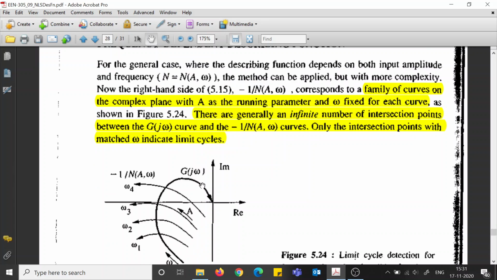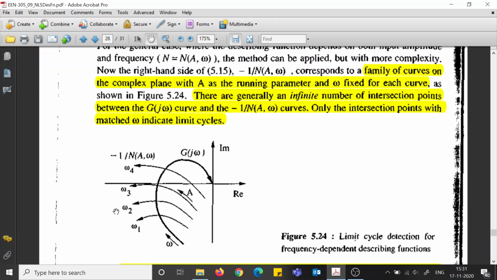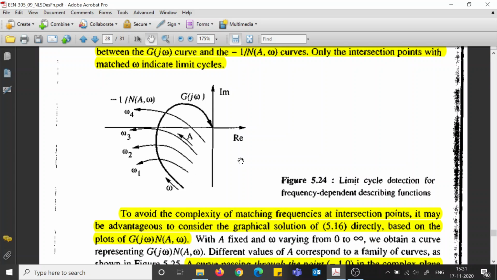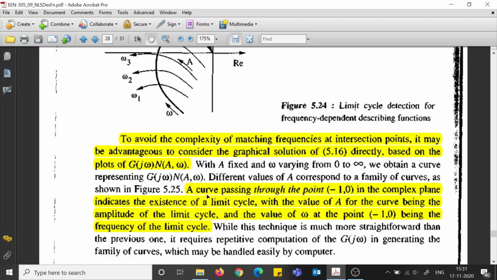Now if we have frequency dependent describing functions, then we have a family of curves like this for different frequencies. Sometimes what we do is directly plot G(j omega) N(a, omega) and see where it passes the point minus 1 plus j0 in the complex plane. There the limit cycle would exist, and we find the value of a and omega at that point.